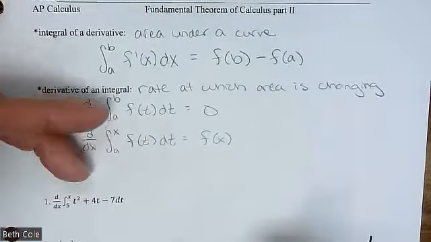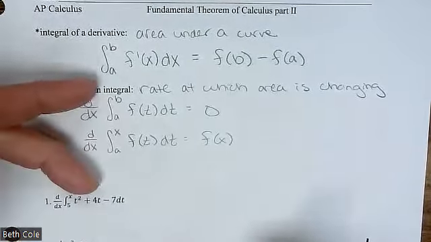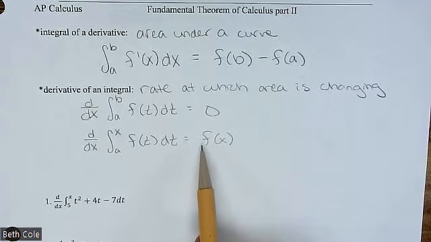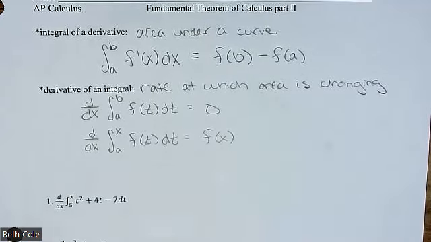Now, if the boundaries are reversed and x is the lower one, what do we do when we reverse the boundaries? We do what? Negate it. So it would be negative f of x. Do you get what I'm saying? If you flip the boundaries, it's the opposite. Okay, heads nodding. I'll take it.